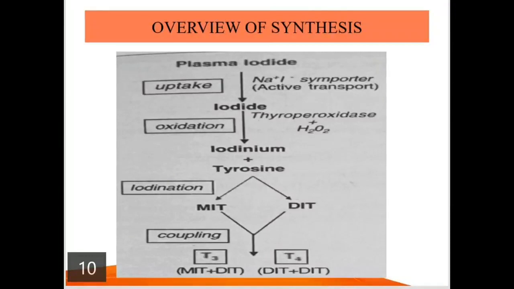The overview of synthesis. First, the plasma iodide is taken up by active transport with the help of sodium iodide symporter. Then iodide is converted to iodinium and combined with tyrosine residues by oxidation with the help of thyroperoxidase and hydrogen peroxide. It leads to iodination to form MIT and DIT. Both undergo a coupling reaction to form T3 and T4. T3 is a combination of MIT and DIT. T4 is the combination of DIT and DIT.